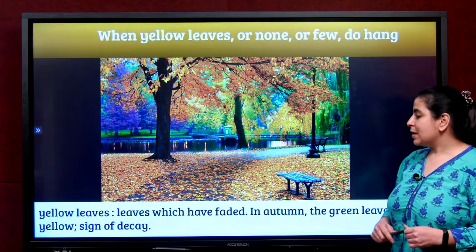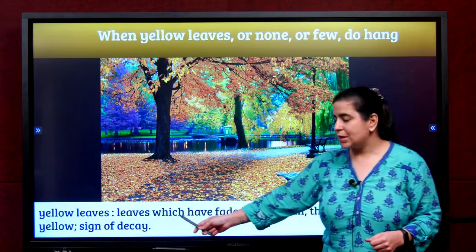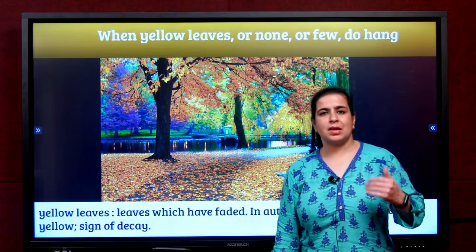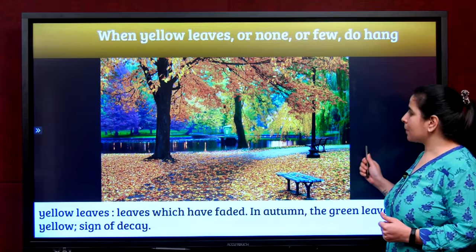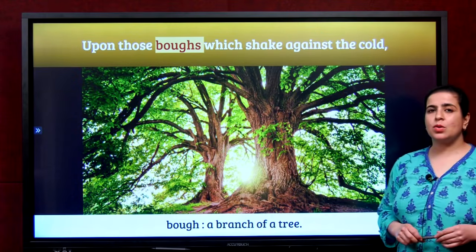What are the yellow leaves? Leaves which have faded. In autumn, the green leaves turn into yellow. That means this is the sign of decay. That means his death is coming closer. Upon those boughs which shake against the cold.